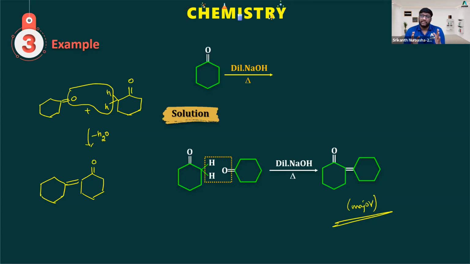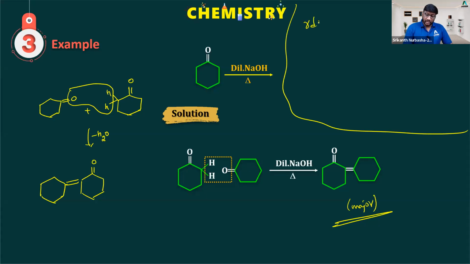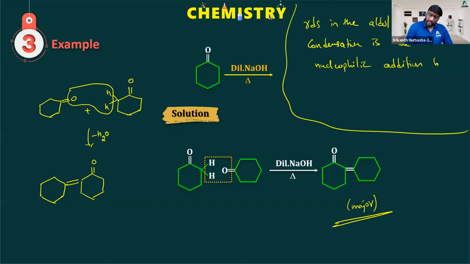Because whatever the enolate is there, that enolate is going to attack the next molecule. It is acting as a nucleophile. The nucleophile is attacking the electrophilic carbon. Understand this point carefully: RDS in the aldol condensation is the nucleophilic addition. But the enolate just supports that particular reaction. The enolate supports the reaction. That means why is this important.